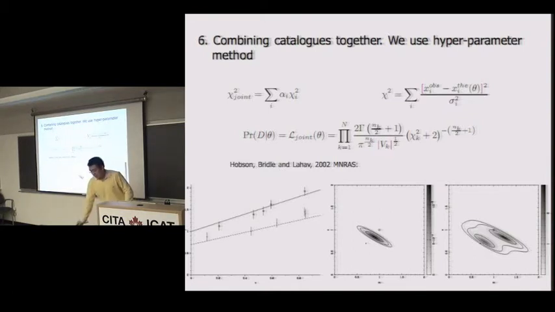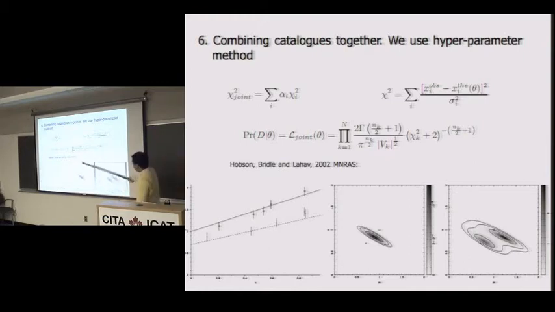Okay? And here you interpret that this is a preferable solution for these two data sets. But actually, this is excluded by this data set, for instance, at 2 sigma, and also excluded by this data set at 2 sigma. So sometimes you get a misleading result if you combine these two data sets directly together, and that's the point.